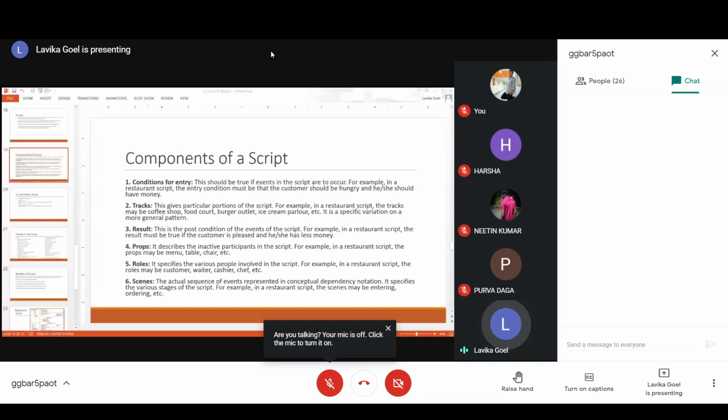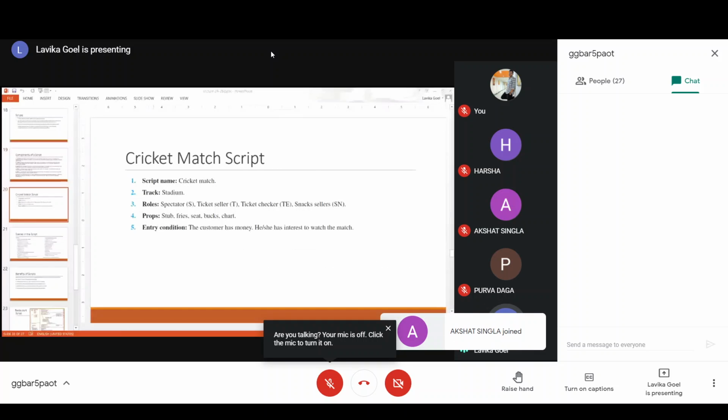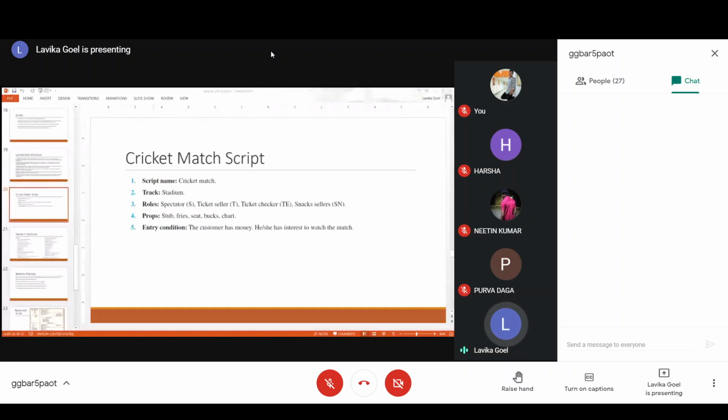Now let us take an example of a cricket match script. So somebody is going to watch a cricket match, right? So the script name is a cricket match. We have named it as a cricket match. And then the track is a stadium. Basically, the more specific name of a cricket match, we're calling it as a stadium.